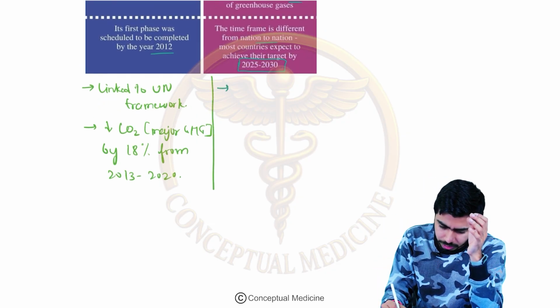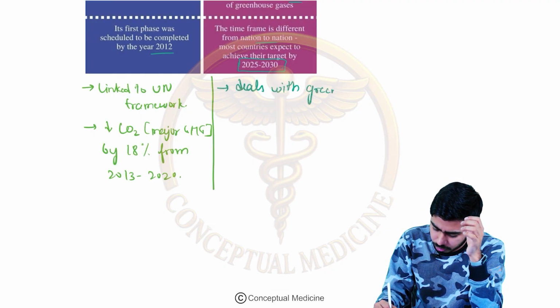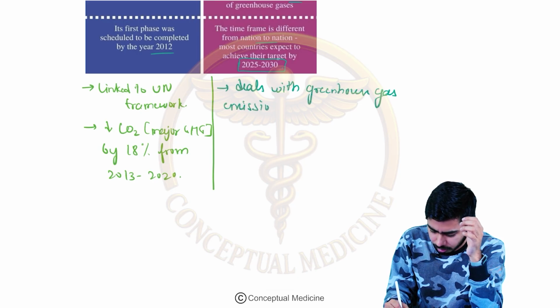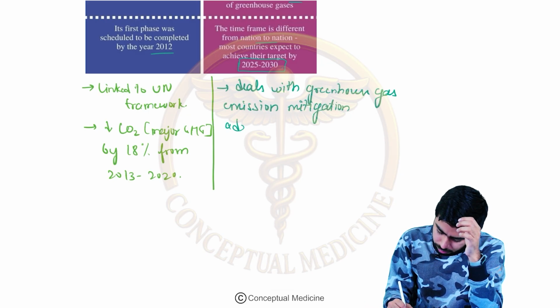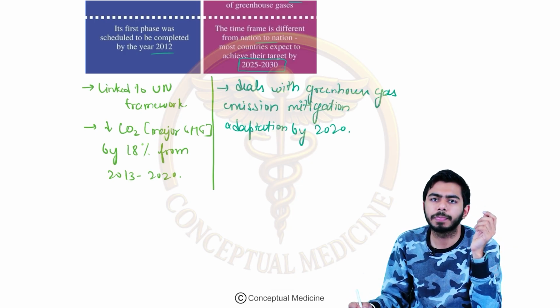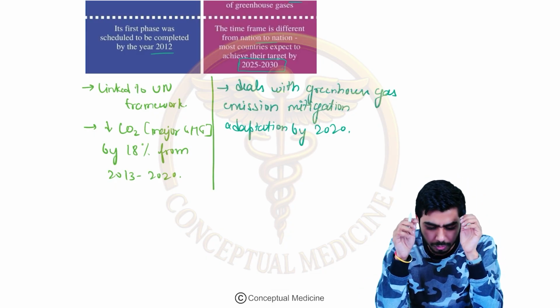Here we have talked about that. So basically, we shall write over here that they were actually dealing with greenhouse gas emission mitigation. Okay, the removal of them, mitigation, adaptation by the year 2020. Okay, so they wanted to achieve this particular goal, right? That was about the Kyoto Protocol.